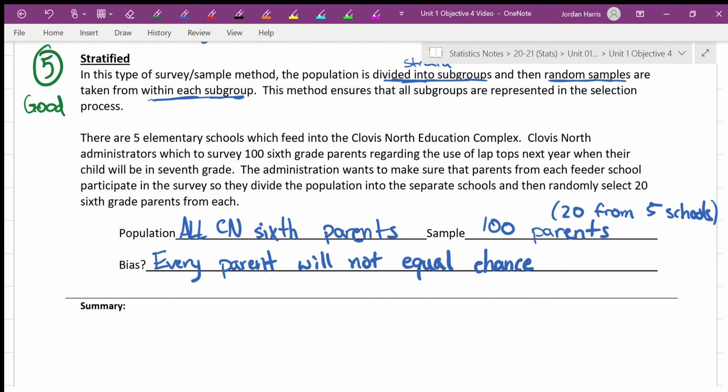Judgment sample is its own little category. It's a bad sample usually, but that is where you use your ideas to sample. So maybe I'm trying to sample my students, and I think I should sample the D and F students because they're going to give me the most information. So I only sample D and F students. Okay, it's based on my judgment. Okay, so those are the other ones you're going to have to know. Okay, you can read your book. They have examples of all of those.